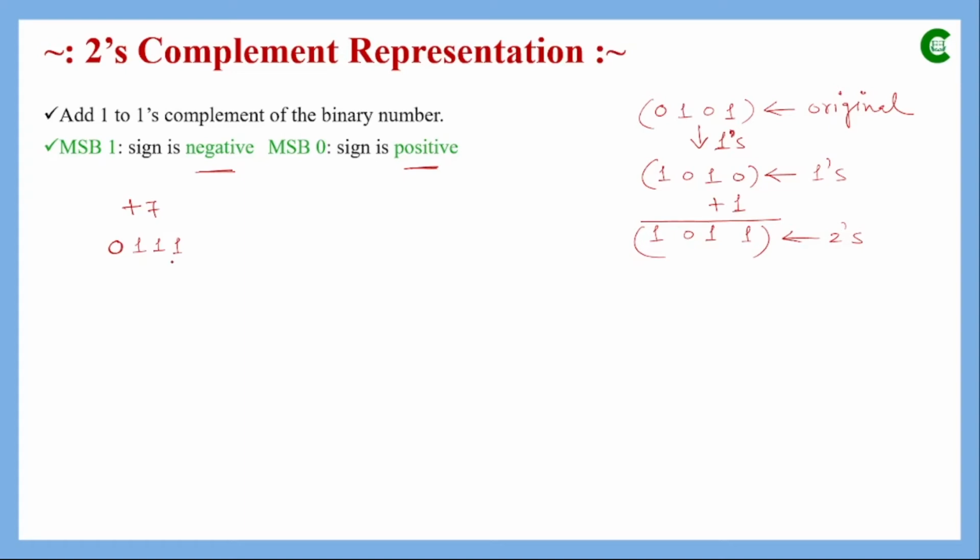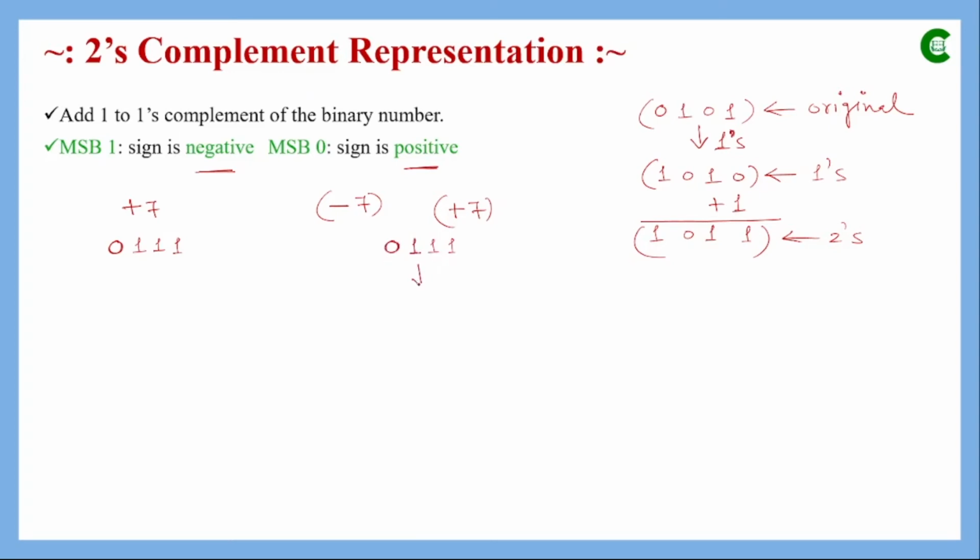The 2's complement representation of this positive binary number will be the same, 0111. But if the number is negative, say -7, then what do we have to do? Again we have to start from +7 and take its equivalent binary. So 7 means again 111. These 3 bits we need to represent magnitude, and for plus it will be 0. So this is for +7.